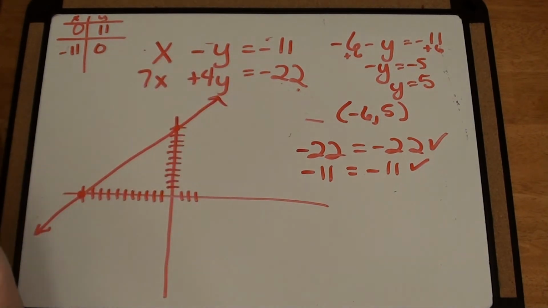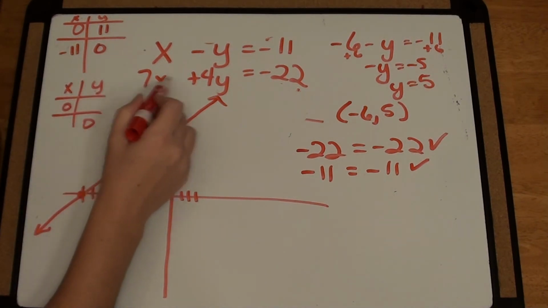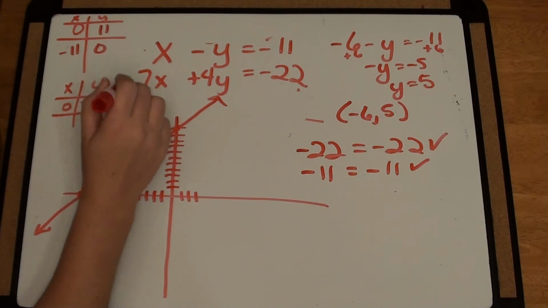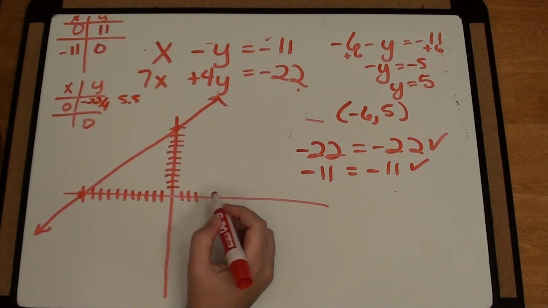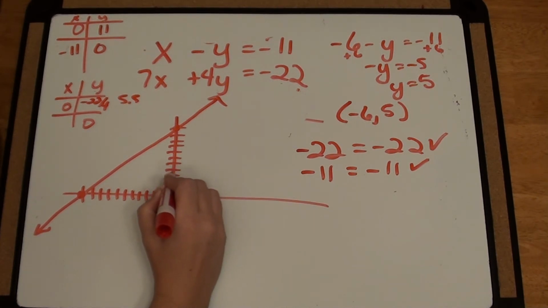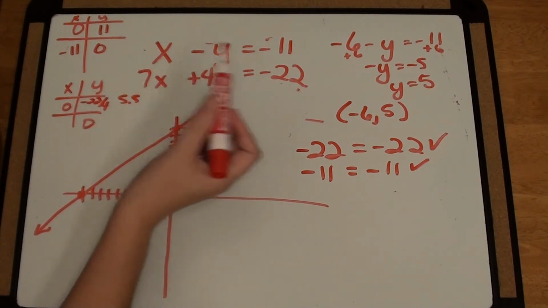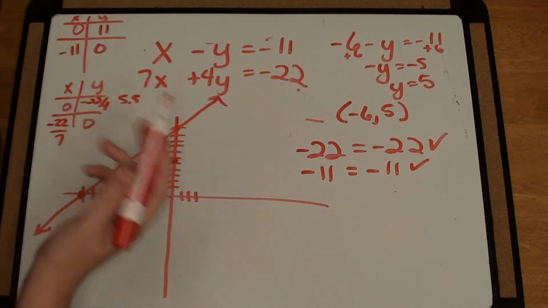Now I'm going to do the same thing here. I'm going to put a 0 in for my x. That would give me y would equal negative 22 fourths, which is like 5.5. Okay, so that would be 0, 5.5. 1, 2, 3, 4, 5 and a half. So there's the first point. And if I put a 0 in for my y, then I get negative 22 sevenths, which is a little bit more than 3.